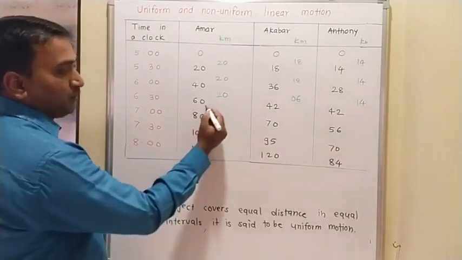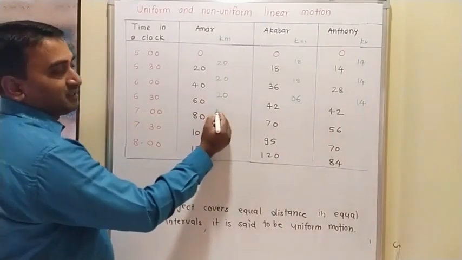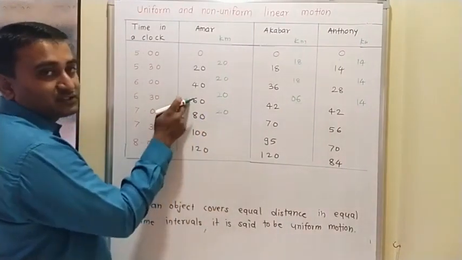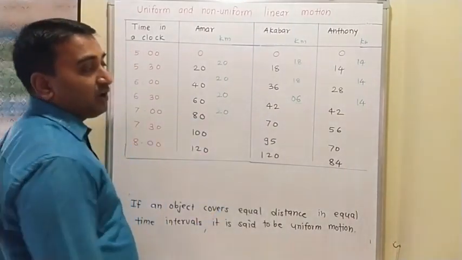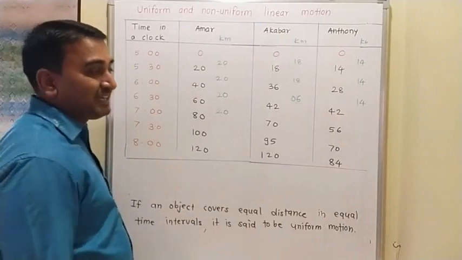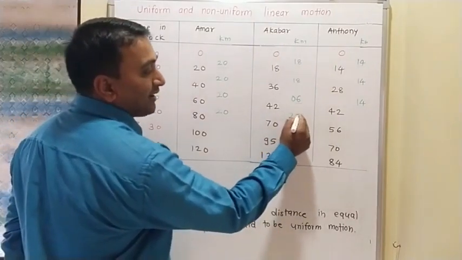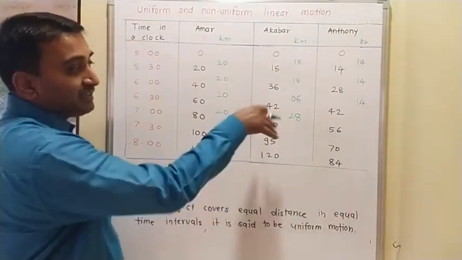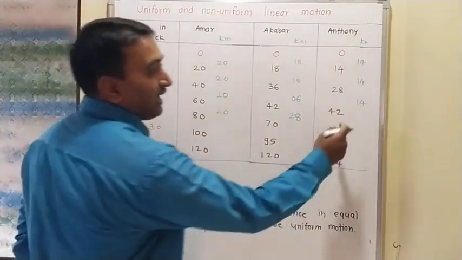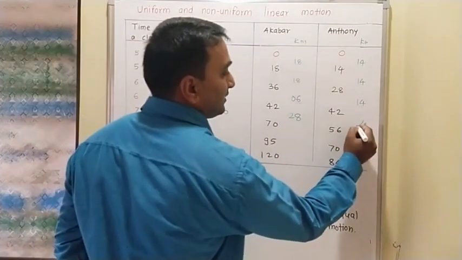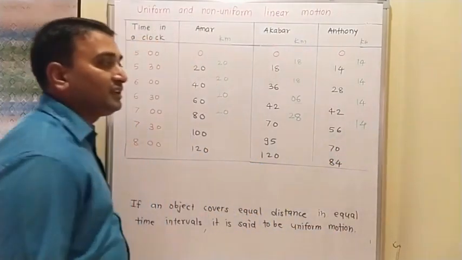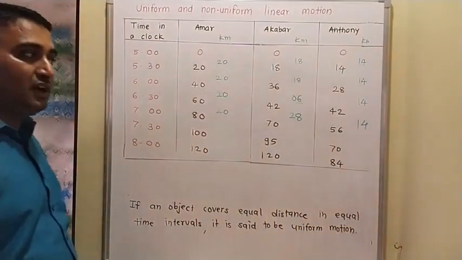Next one, within the next 30 minutes, he covered the same distance, 60 to 80, 20. But see here, now a great change is there, and that change is 28. So again there is a change in the covered distance. And what about him? Yes, here also we have about 14 kilometer. Got?